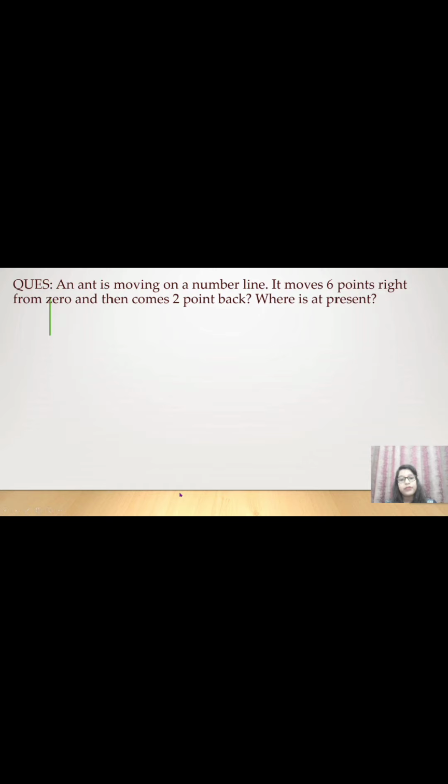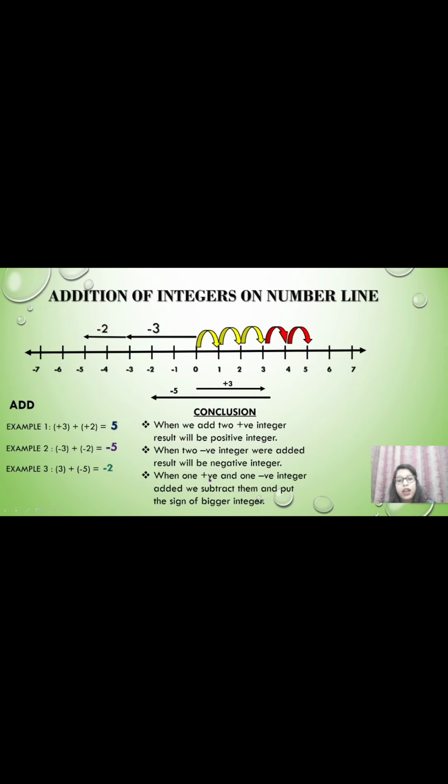And in a third example, we will see that when one positive, that is 3, and one negative, that is -5, are added, we subtract them and put the sign of the bigger integer. So like 3 plus -5, this is our positive integer, this is our negative integer. We subtract them. If there is one positive and one negative integer, we subtract them, but the sign will come of the bigger integer. यहाँ पे biggest number जो था वो 5 था, and उसके आगे जो sign है वो minus का है. So the answer is also a negative integer.